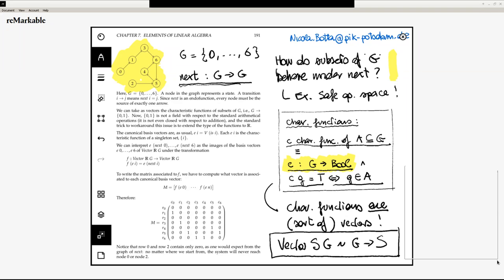We can see, for instance, that if we forget for a moment this Boolean function, and we think that we are representing this as vectors of real numbers, what could be a linear transformation F that maps a vector of type R^G onto itself, representing this action of next? Well, we do not have so many possibilities. For instance, if we start in zero and we go in one, we would like to have that F of e0 is just e1. And so we define F to be just the composition of e following next. So the composition of F following e.